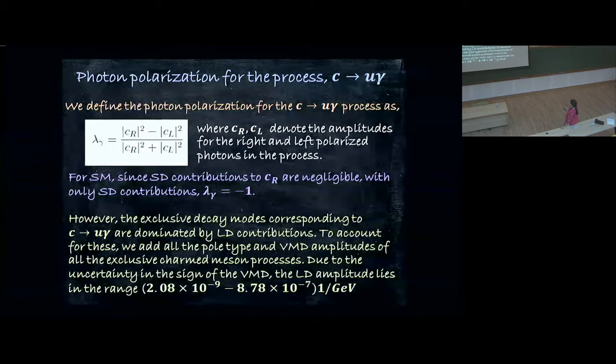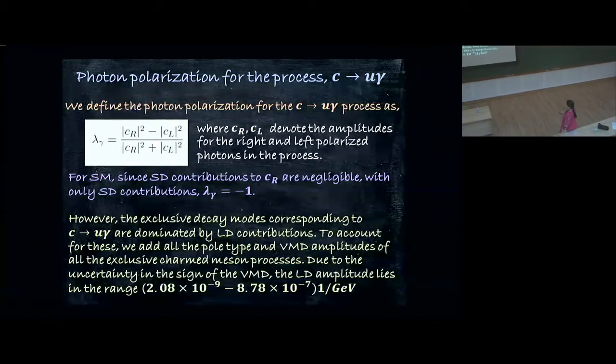So to account for these, you have to add the pole-type and VMD-type amplitudes for all the exclusive charm meson processes to get the sort of inclusive long-distance effect to compare with the short-distance one, which we have calculated at the inclusive level.